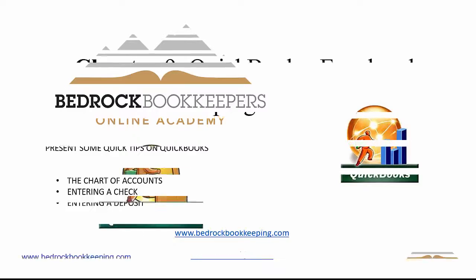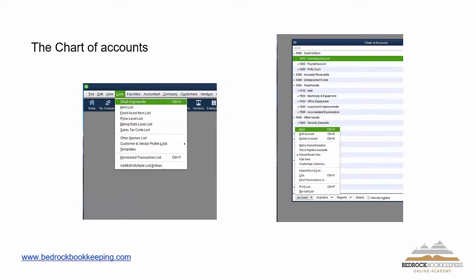Which is really, when you look at your trial balance, it is your chart of accounts. It lists all of your categories in order from the assets, the cash, current assets, fixed assets, all the way down to your expenses. That is your chart of accounts.